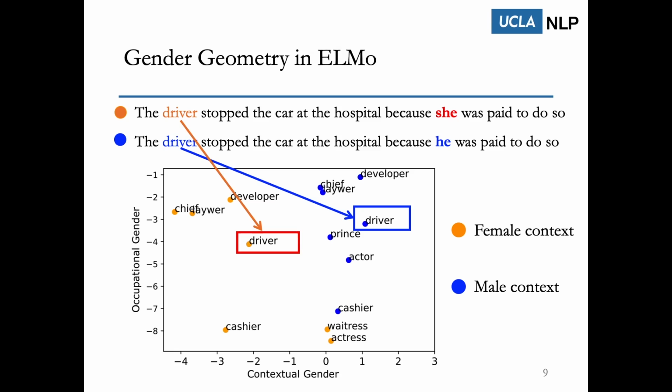To better understand the gender geometry in ELMo, we map the ELMo embeddings of those occupation words to the two principal components we get. The orange dots here mean the sentence contains a female word, which we will call a female context, and the blue ones mean the sentence is from a male context. We see that the first component's x-axis here will separate different contexts, while the second component will group words related to different genders. For example, male-biased words like developer and driver will lie on the top of the figure.